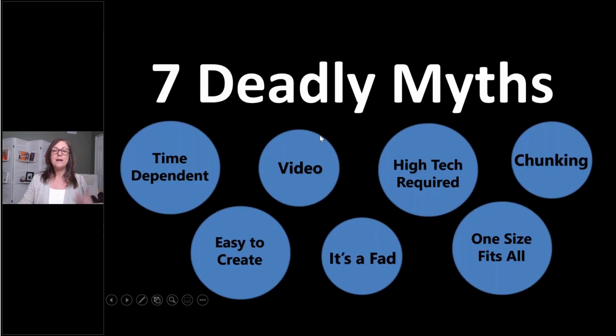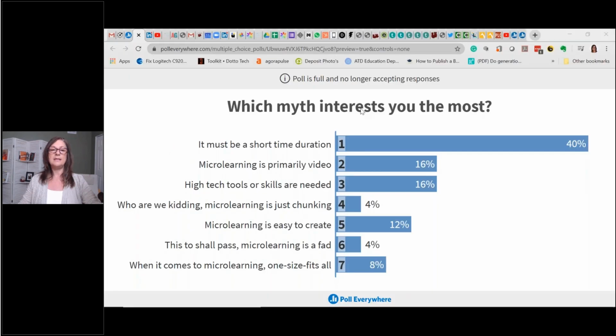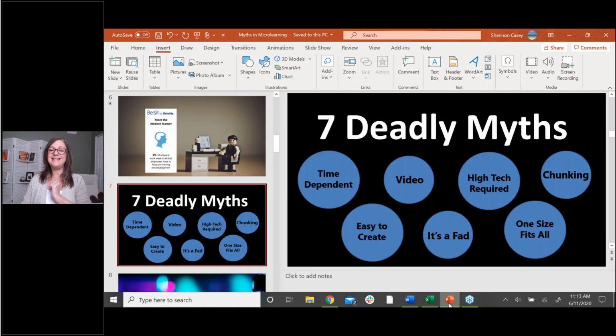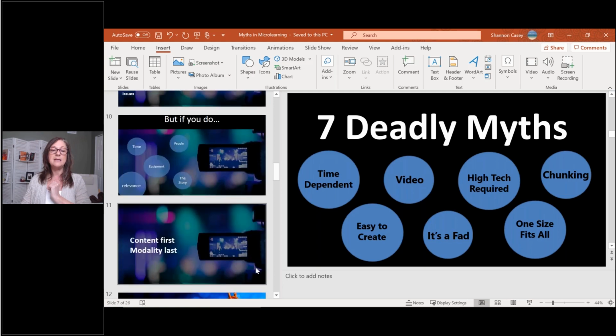Now, the main myth that you said you wanted to discuss was, let me get my notes out, the short time frame. Let me see if we've got any additional here. Yep, short time frame is still in the lead, followed by whether or not it's primarily video, and whether or not high tech is involved, and whether or not we need high tech. So this is where the poll worked out to be. That's very curious indeed. And so let's jump into whether or not it is indeed time dependent.